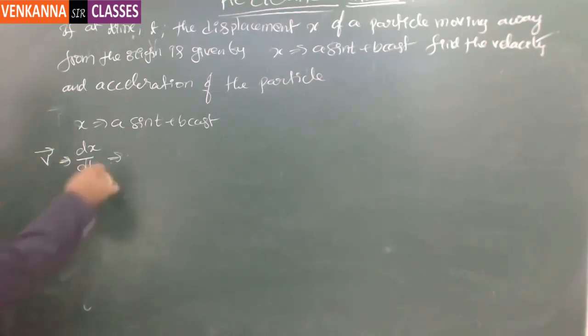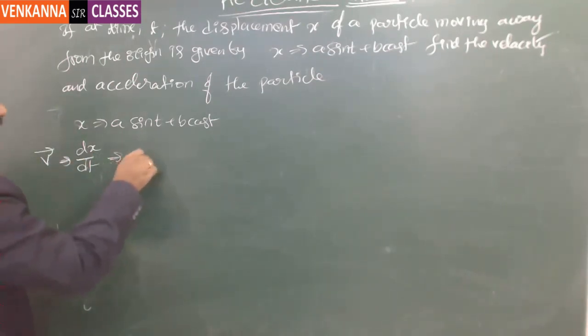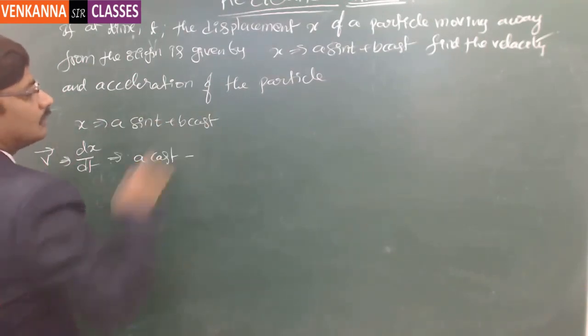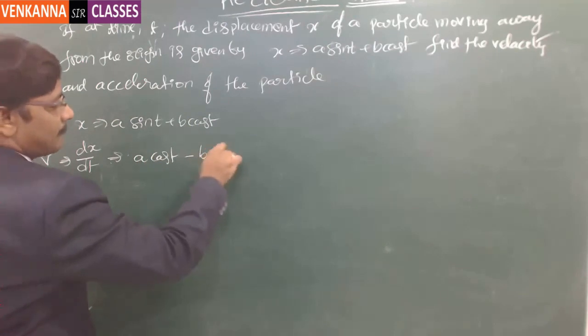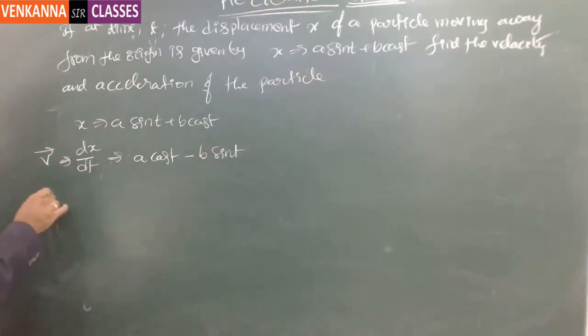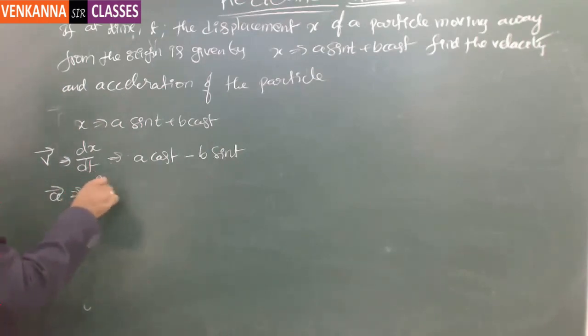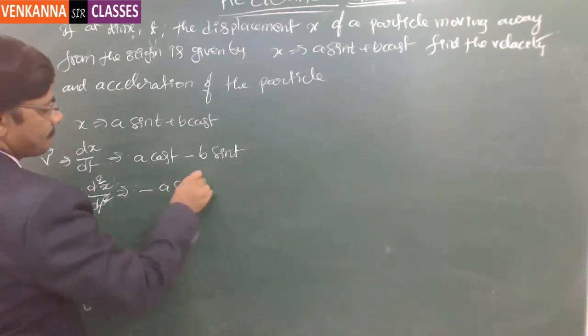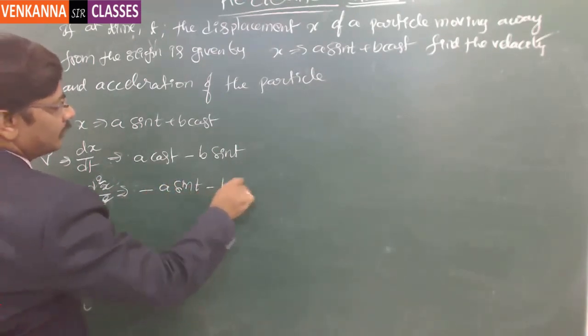Got it? So dx by dt is equal to a into the derivative of sin t, which is cos t, and the derivative of cos t is minus sin t. So the velocity is a cos t minus b sin t. If you take the derivative again, the acceleration, d square x by dt square, is equal to minus a sin t minus b cos t.